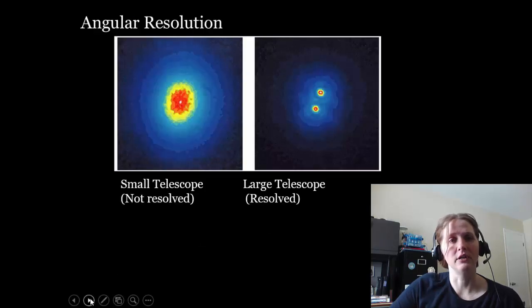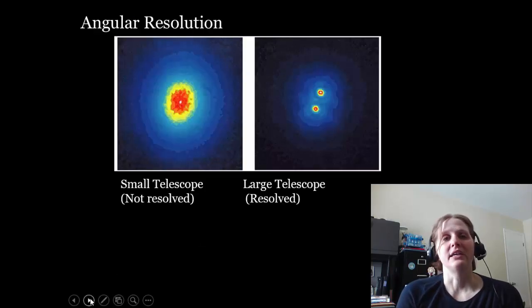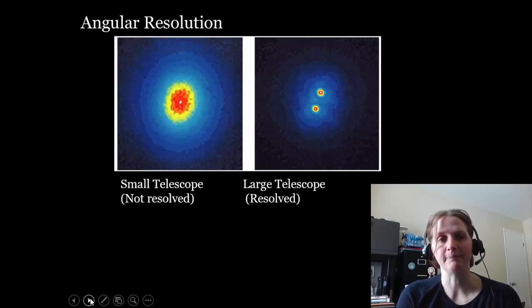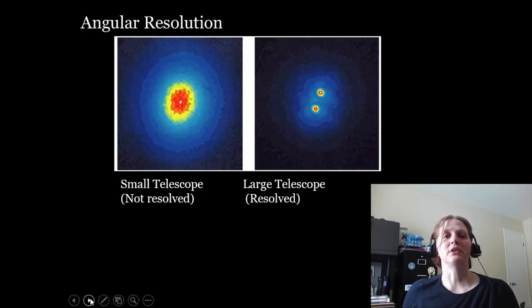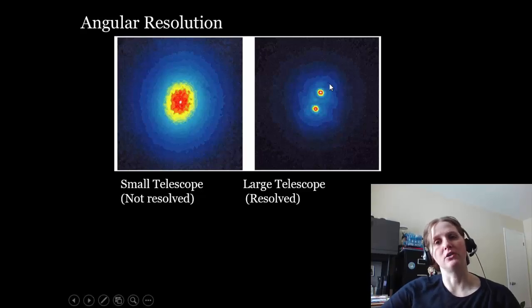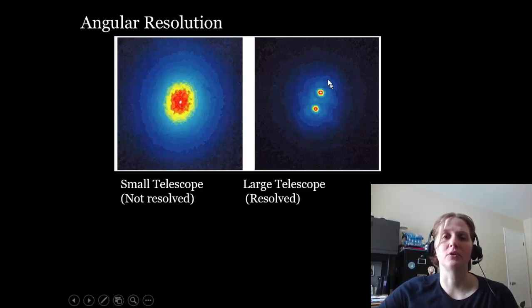So let's click over. Angular resolution is going to mean how small of a detail can you resolve? What is the angle, the angular separation of the smallest thing that you can see? And so if you were to look at a pair of binary stars with a good large telescope, you would be able to resolve that there are two stars. 1, 2. You would see the detail.